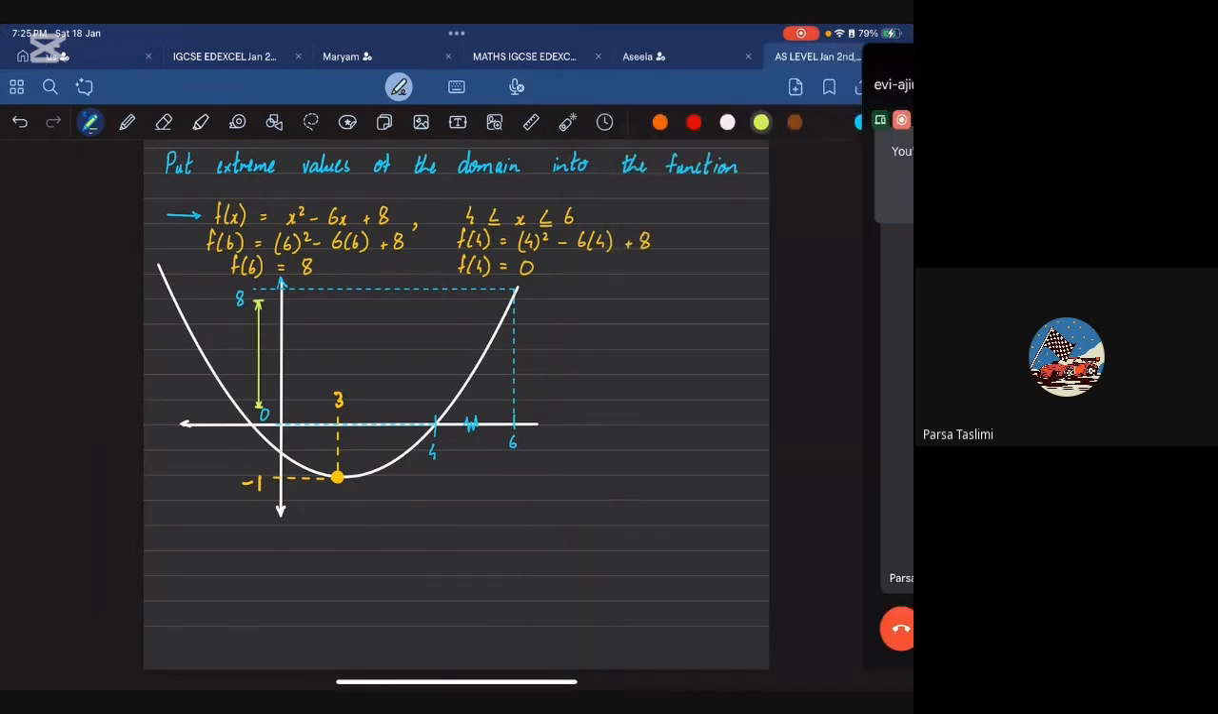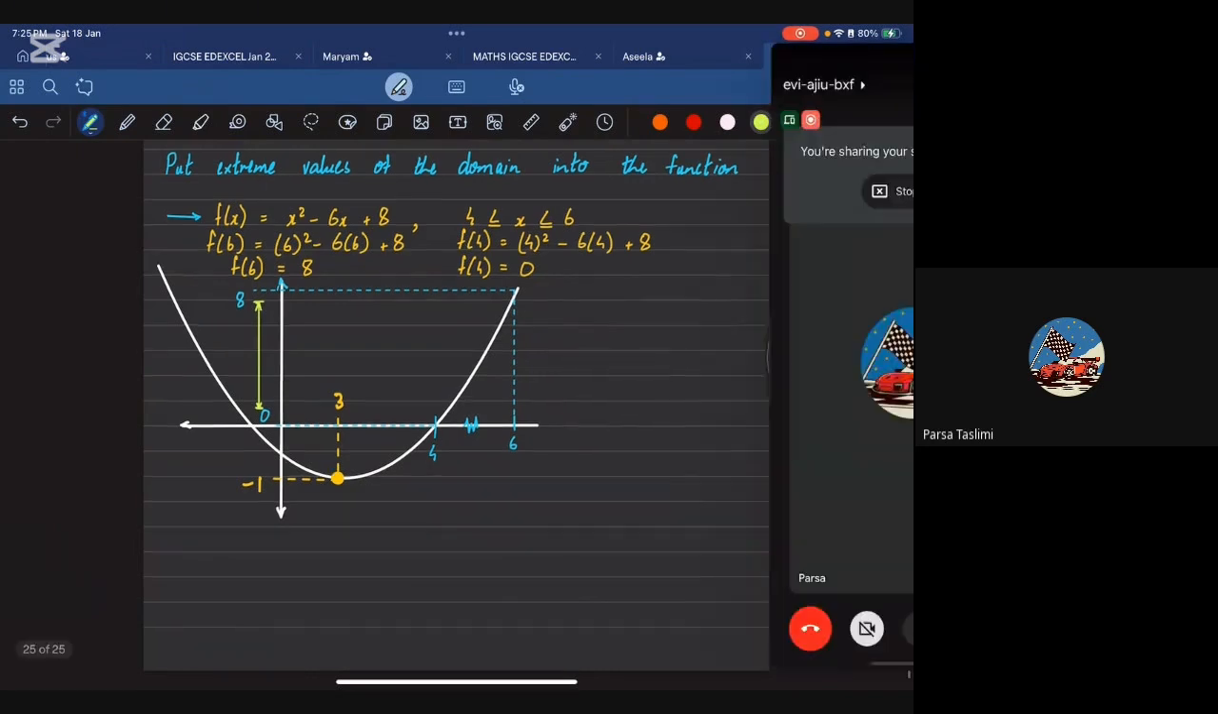Now let's continue. So what's going to happen now is that we're going to try and see what your values are. Oh, okay. Sorry, we're done with this. You put in your extreme values of the domain into the function, and you're going to get your range. Clear? Any issues with this person? No, no issues. Perfect. Just give me a moment.